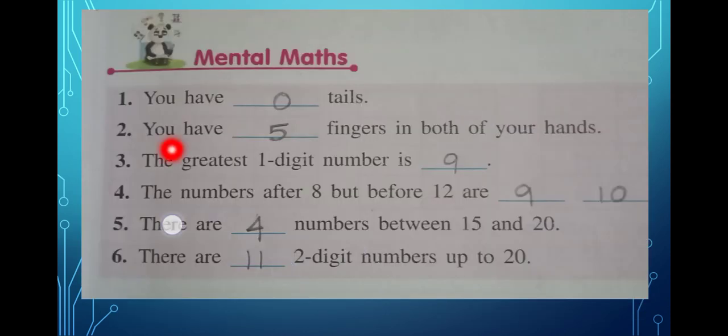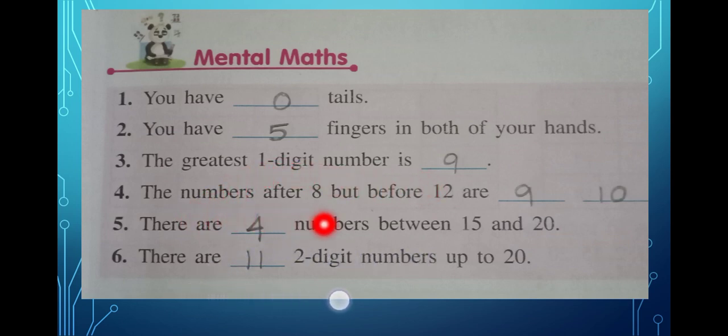Now number 2, you have 5 fingers in both of your hands. In the first hand you have 5 fingers, and in the second hand also 5 fingers. Left hand 5 fingers, right hand 5 fingers. Total 10 fingers. Now the greatest one digit number is 9. After 9 it is 10. 10 is having 2 digits, isn't it? So 9 is the greatest one digit number.